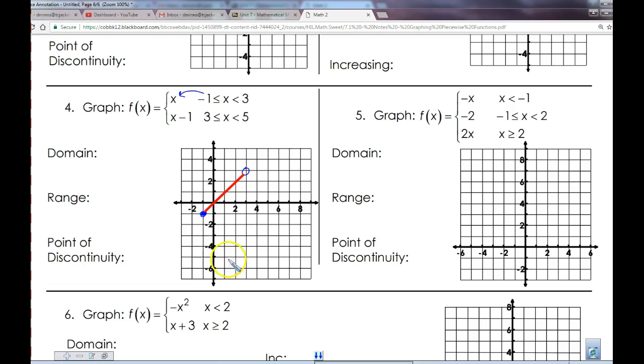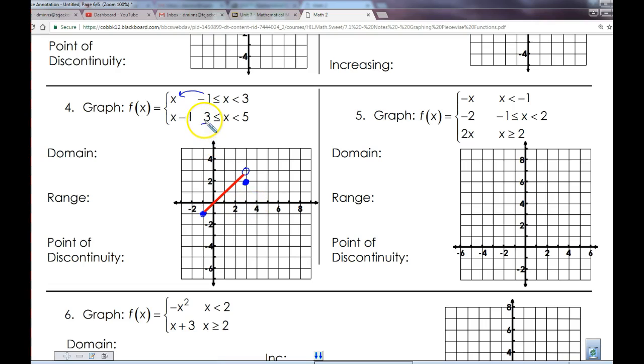Now picking up my other piece. My other piece is when x is between 3 and 5. So remember how I start? I start at my point of discontinuity. My point of discontinuity was 3, plug in 3. 3 minus 1 is 2, so I'm right at 2 with a closed circle as such.